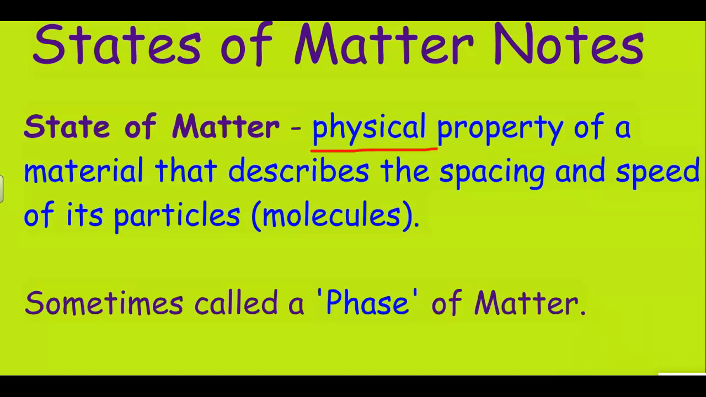Go ahead and copy down the notes. Pause if you need to. States of matter are physical properties. These are properties that describe the spacing and speed of the particles or molecules. As matter changes from one state of matter to another, it's still the same material. All that's different is the spacing and speed of the molecules. Sometimes we call these phases of matter.